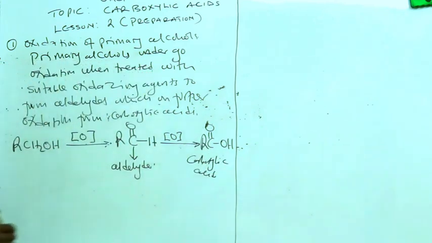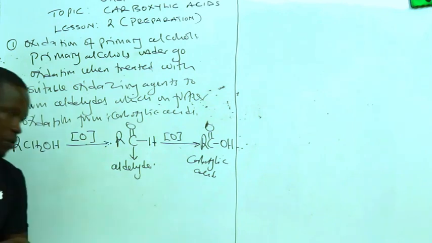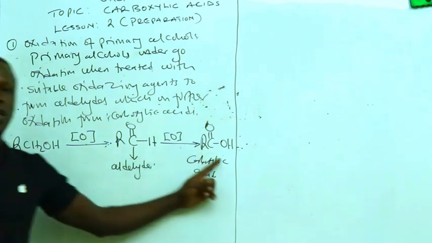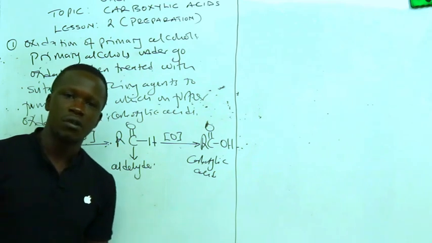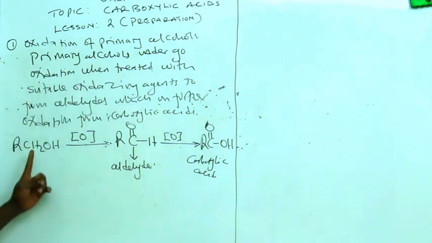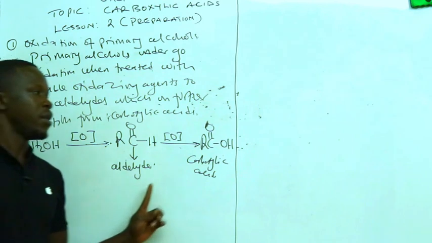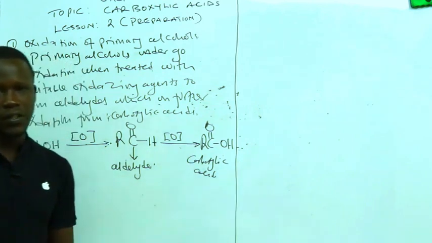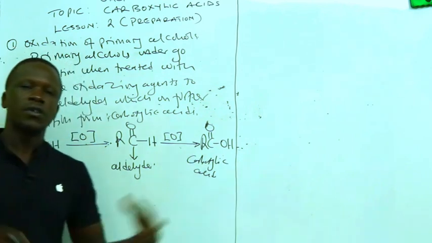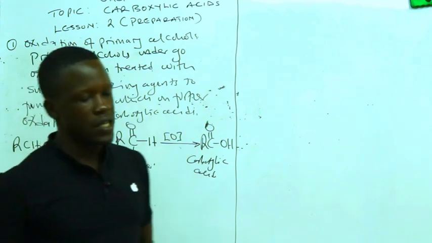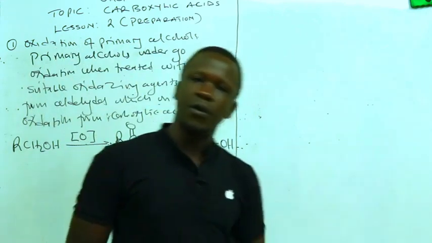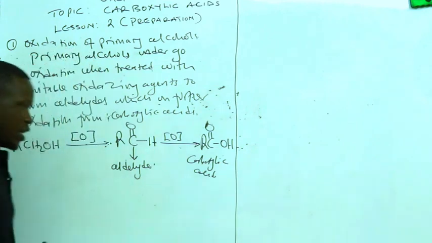So meaning that the oxidation of a primary alcohol to a carboxylic acid is a two-stepwise reaction. First, formation of the aldehyde, and then formation of the carboxylic acid. However, if we simply use the excess of the oxidizing agent, then we can form directly the carboxylic acid.